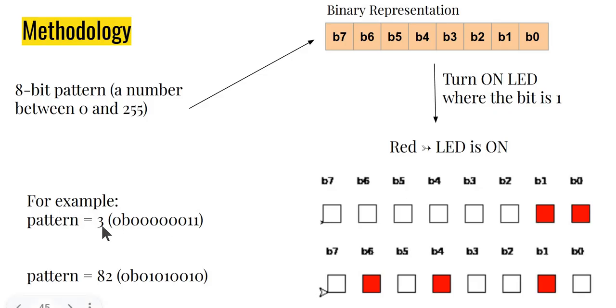So for instance, if the pattern was 3, I'm going to make it 0, 0, 0, 0, 0, 0, 1, 1, because that's the binary representation of 3. If the pattern is, for example, 82, it is 0, 1, 0, 1, 0, 0, 1, 0. So notice that's what I'm doing. Very interesting from that point of view. It's giving a visual dimension once again to these binary numbers by applying them here.